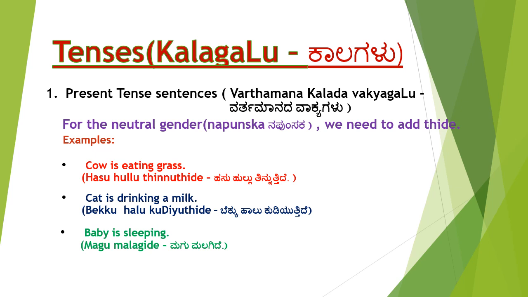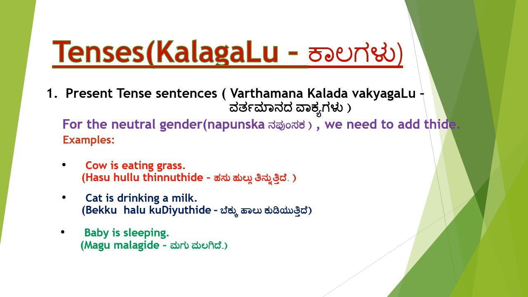So cow is eating grass. Hasu hullu ತಿನ್ನುತ್ತಿದೆ. Cat is drinking milk. ಬೆಕ್ಕು ಹಾಲು ಕುಡಿಯುತ್ತಿದೆ. Baby is sleeping. ಮಗು ಮಲಗಿದೆ. So in Kannada, baby meaning ಮಗು, cat ಬೆಕ್ಕು, cow ಹಸು.